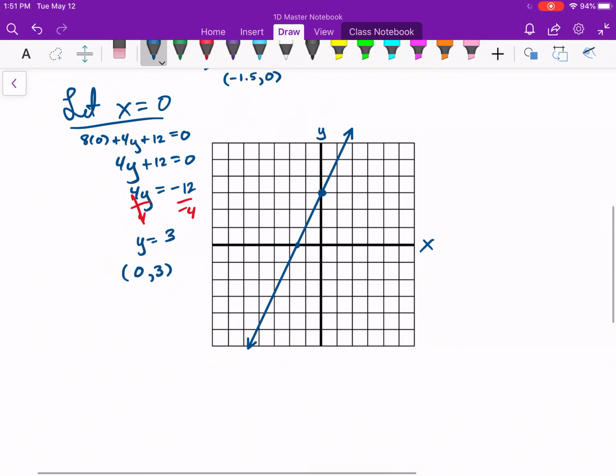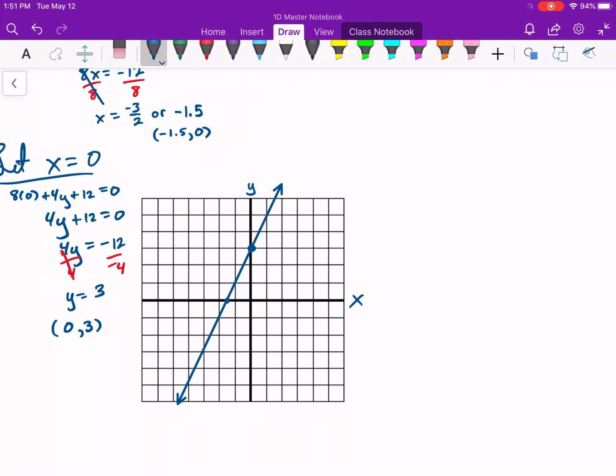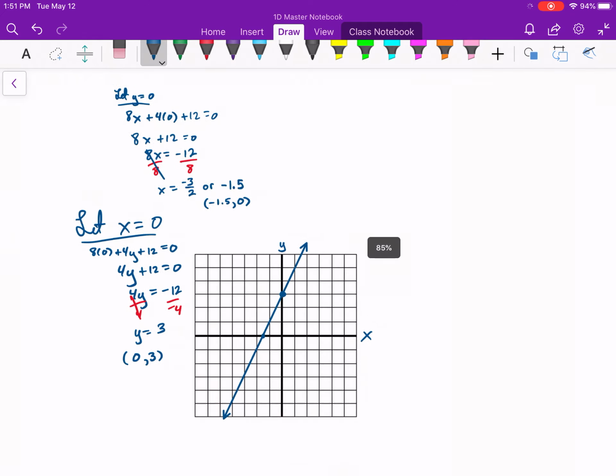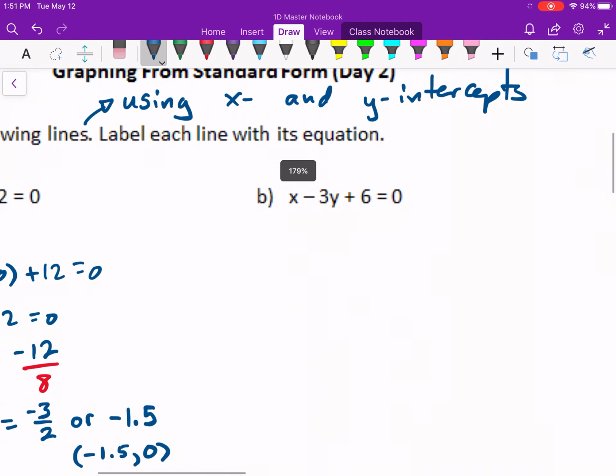All right, there's my graph using the x and y intercepts. Again, I filled in all the grid. That's important. I didn't make it just a short little nubbin of a line. All right, so x and y intercepts, good way to do it. Let's try it with this one.